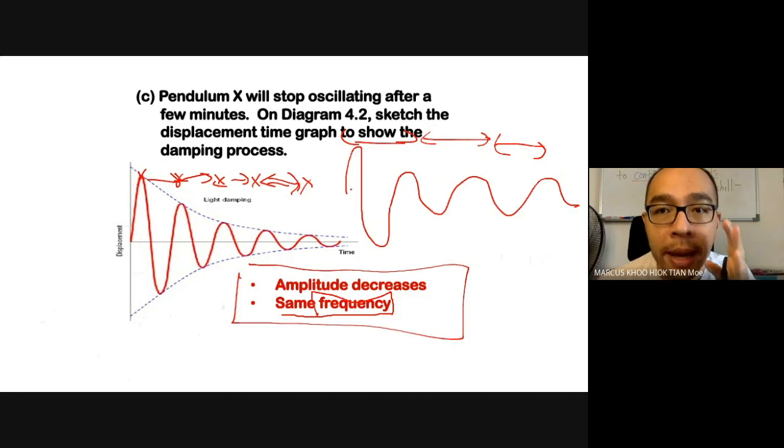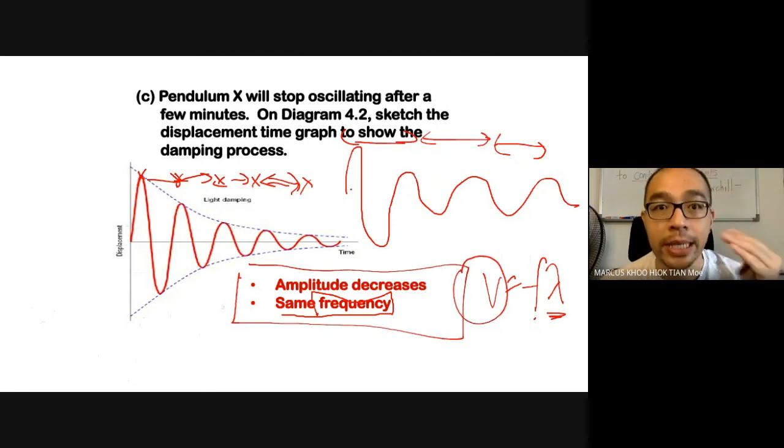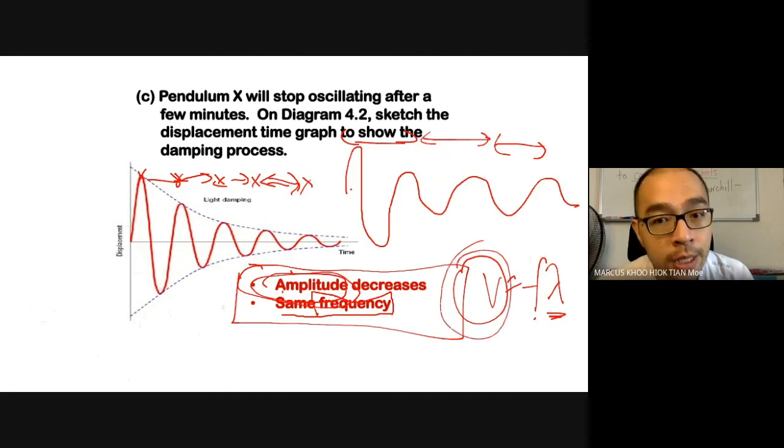So this is a slightly difficult graph to draw, but you need to take this into account. When damping happens, only the amplitude is decreasing. The strength of the wave is decreasing, but the frequency is not. And because the frequency is not changing, and the wavelength also is not, the speed of the wave remains the same in damping. The only thing that changes is the strength of the wave, the amplitude.